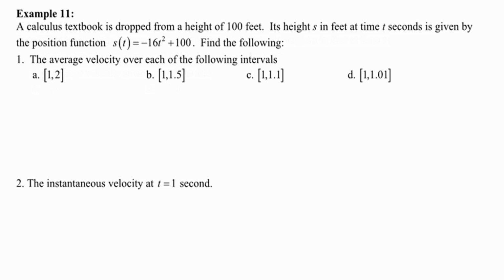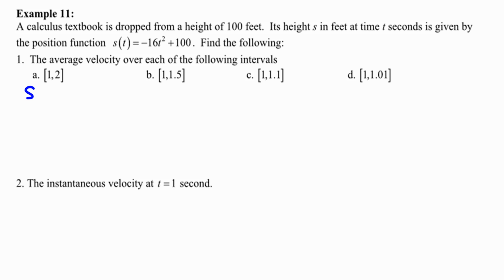Alright, a calculus textbook is dropped from a height of 100 feet. I'm sure all of you would like to do that. Its height in feet at time t seconds is given by that function. Find the average velocity over each of the following intervals.